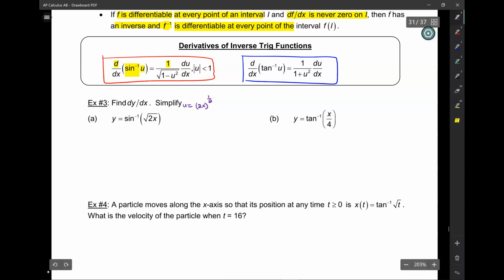Let's do it the old way though. Let's do du dx, to be more elegant. It's 1/2 of 2x to the negative 1/2. There is no du alone, it's du dx. du dx is the derivative of u. And u is just the stuff inside.